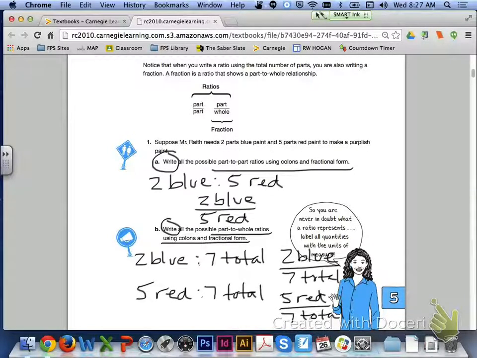So here's what you should have for letter A. I have 2 blue to 5 red with the colon, and I have 2 blue to 5 red in fractional form as well. For letter B, I'm writing all the possible part-to-whole ratios. First one with a colon, 2 blue to 7 total. In the fractional form, you'd have 2 blue over the 7 total. And then finally 5 red to 7 total using the colon, and then 5 red over 7 total in fractional form.